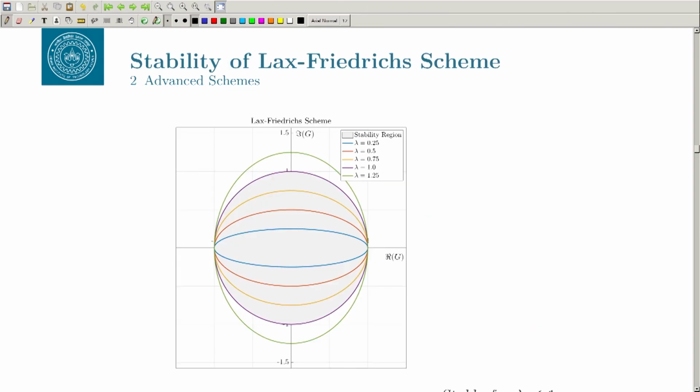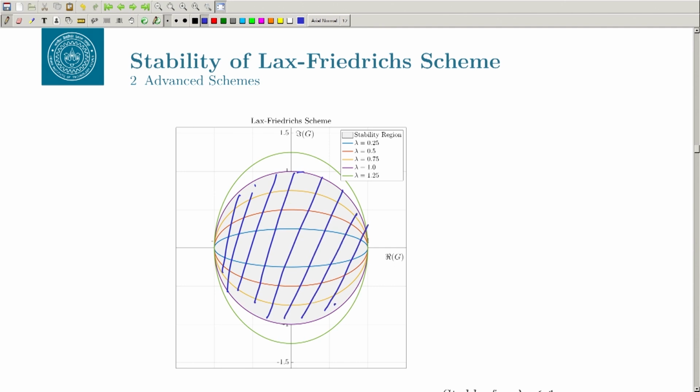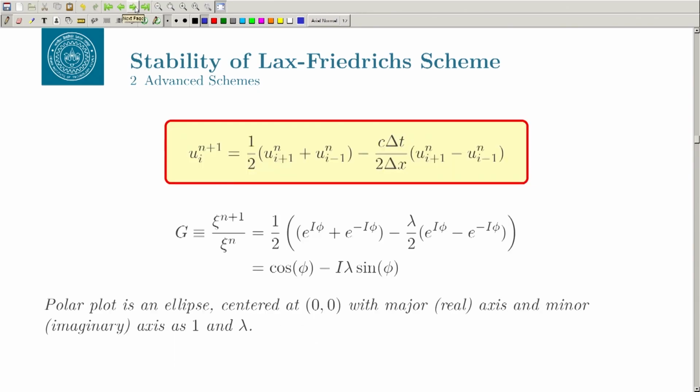So, this entire region is our region of stability up to lambda equal to 1. This is the lambda equal to 1 plot. This is all stable, and if you go beyond that, lambda equal to 1.25, this is the green circle, and if you take a line from the center, G is greater than 1. So, that is unstable, right. You can easily plot this using any tool like MATLAB or Python, whatever you are convenient with.